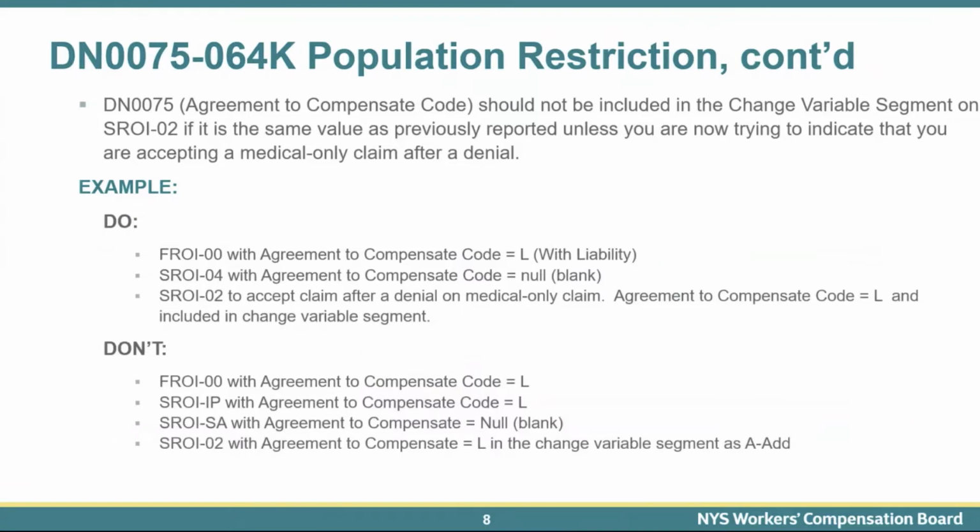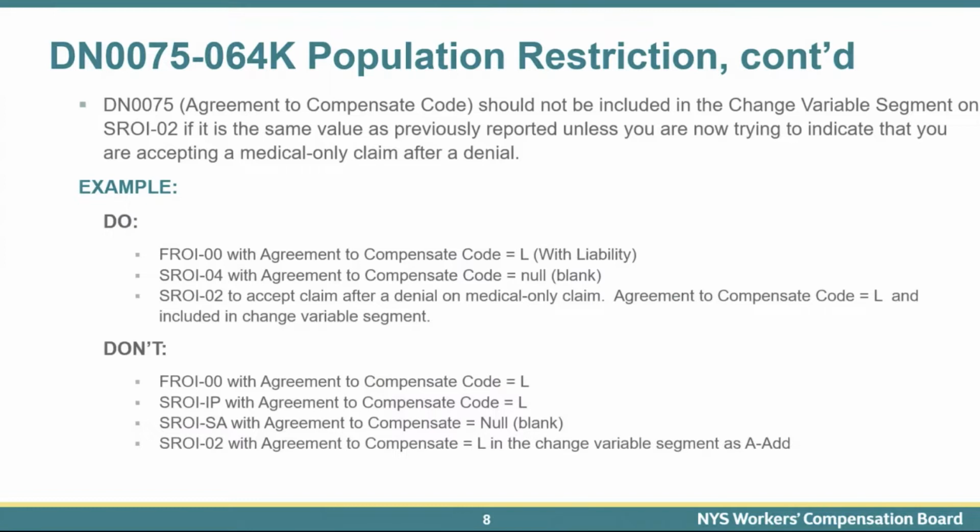So for DN75, Agreement to Compensate Code, it should not be included in the change variable segment on SHROI 02 if it's the same value as previously reported, unless you're now trying to indicate you're accepting a medical-only claim after a denial. What we wanted to do is give everyone an example of what you should do and what you shouldn't do.